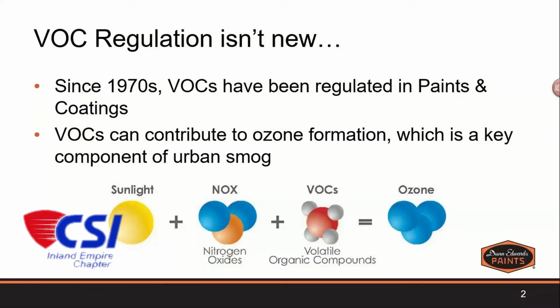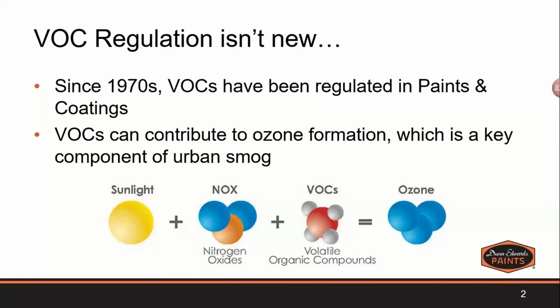Since the 1970s, VOCs have been regulated in paints and coatings. This was done as part of the United States Clean Air Acts, which were a set of acts beginning in the 1950s with the goal of reducing 5 key pollutants. They were VOCs, carbon monoxide, sulfur dioxide, nitrogen oxides, and particulate matter.